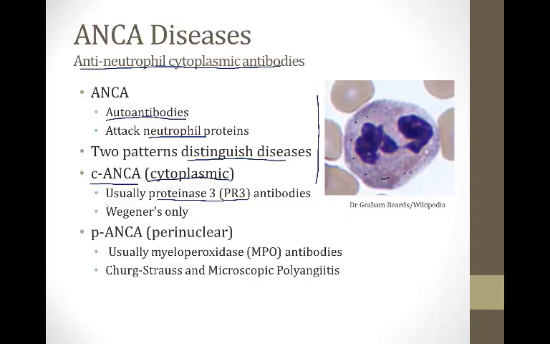This pattern of antibody staining is only seen in Wegener's. We'll talk more about that in a minute. The second pattern of antibody staining is called P-ANCA, and P stands for perinuclear. These are usually antibodies directed against myeloperoxidase inside of neutrophils. In this pattern, the portions of the neutrophil that will light up on immunofluorescent staining are the perinuclear portion. So you will see immunofluorescent brightness around the nuclear portion of the neutrophil, and that's the P-ANCA or perinuclear pattern. And this pattern is seen in the other two ANCA diseases, Churg-Strauss and microscopic polyangiitis.